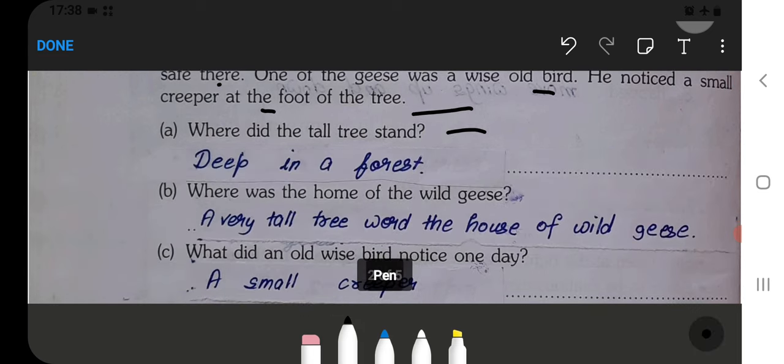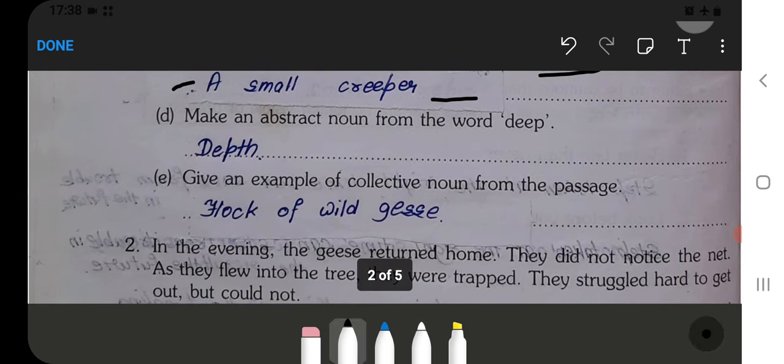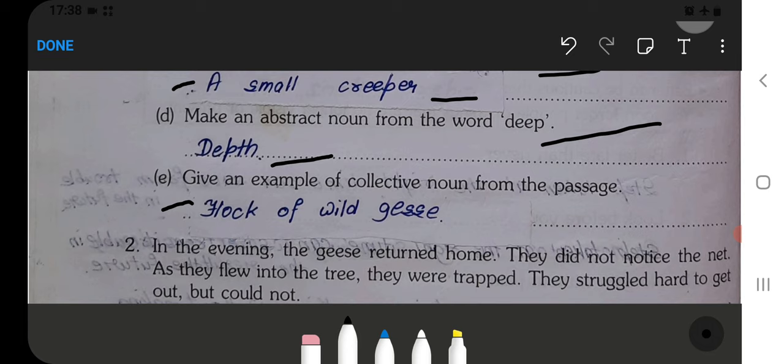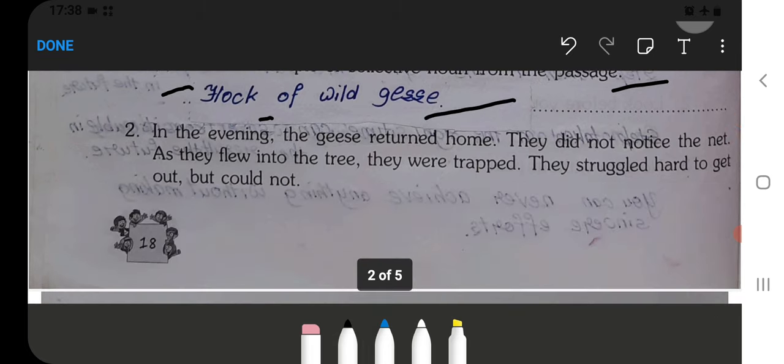Where did the tall tree stand? Deep in a forest. Where was the home of the wild geese? A very tall tree was the house of wild geese. What did an old wise bird notice one day? A small creeper. Make an abstract noun from the word deep: depth. Give an example of collective noun from the passage: flock of wild geese. In the evening the geese returned home. They did not notice the net. As they flew into the tree they were trapped. They struggled hard to get out but could not.